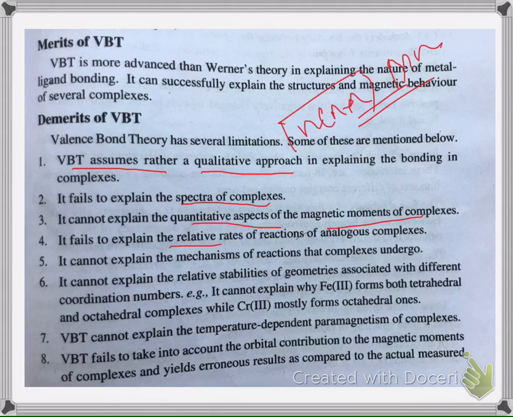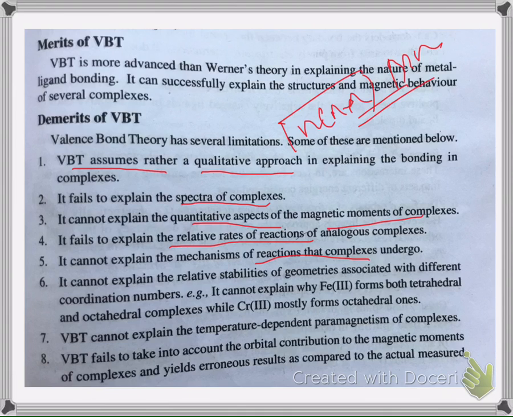And it is silent on the relative rate of reaction, how complexes react and what is the rate of the reaction. That kind of kinetic parameters are not explained by this theory, and it could not explain the mechanism of reaction also. It is unable to explain why Fe3+ forms tetrahedral as well as octahedral complexes, why Fe3+ can form an outer d complex at some times and an inner d complex at other times, but chromium 3+ always forms octahedral complexes only. Chromium does not have any tetrahedral complex. This kind of parameters could not be explained by valence bond theory.